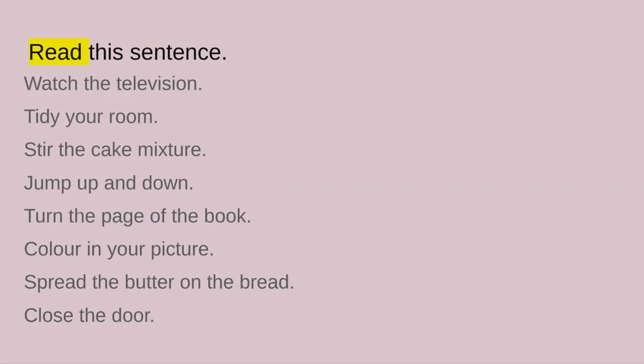So you can either write the sentences down and highlight or circle or underline the bossy word, or for each sentence, just write down which word you think is the bossy word, the word that gives us the instruction for each sentence. So pause here so that you can see the sentences before we move on.